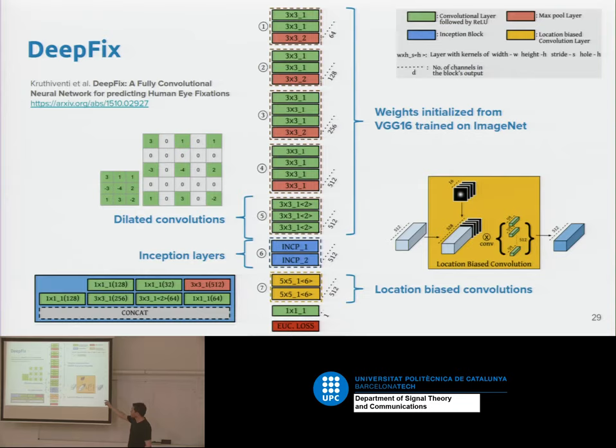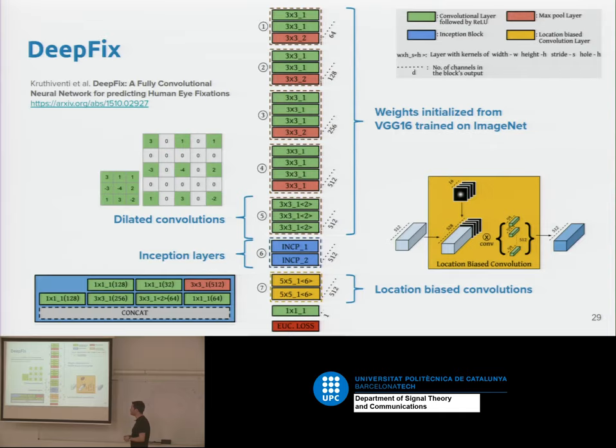So if you ever need to take a network that goes down like this and then reuse it in a segmentation task or saliency prediction task, you can take out the max pooling layers and change the dilation coefficient on the layers just after where the max pooling would have been, and then you get a network that's broadly compatible with what you had beforehand.